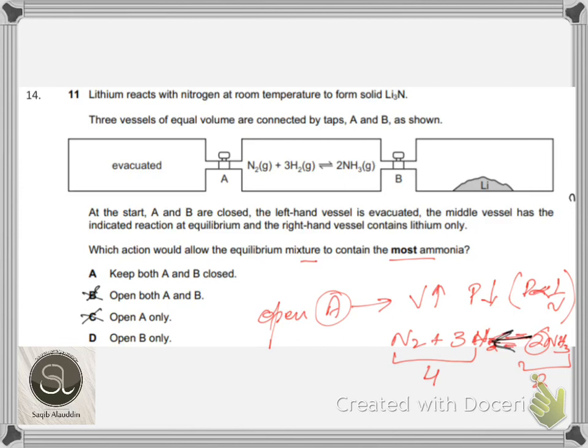Now, what will happen if you open B? See, if you open B, then lithium will react with nitrogen. So nitrogen will be lesser in the equilibrium mixture. Again, Le-Chatelier's principle, if you decrease the amount of reactant, equilibrium will shift backward. Remember, nitrogen will be removed because it reacts with lithium. So less nitrogen means equilibrium will shift backwards. Equilibrium shifting backward means ammonia will reduce. So option D can also not be correct. So the only correct option is to keep both A and B closed.